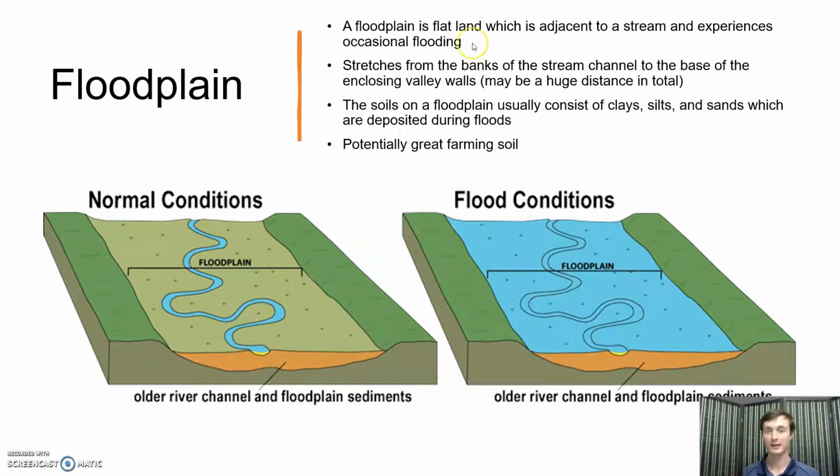So we have a flat land adjacent to a stream that experiences occasional flooding. It stretches from the banks of the stream channel, the edge of the stream, all the way to the enclosing valley walls. Now, typically the soils in the floodplain are going to be really good for farming. You have this mix of clays, silts, and sands which are deposited during the floods.